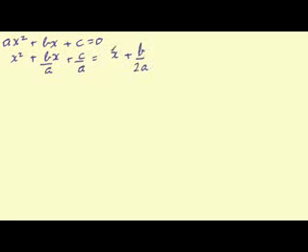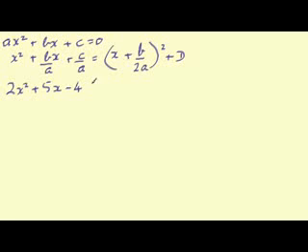Now, if we put this in our normal completing the square format, we have x plus b over 2a squared plus our constant d. So let's use an example to illustrate this type of problem. 2x squared plus 5x minus 4. Well, the first thing we have to do is to put x squared on its own, so we divide the whole equation by 2. So we get x squared plus 5 over 2 x minus 4 over 2 is equal to 0.